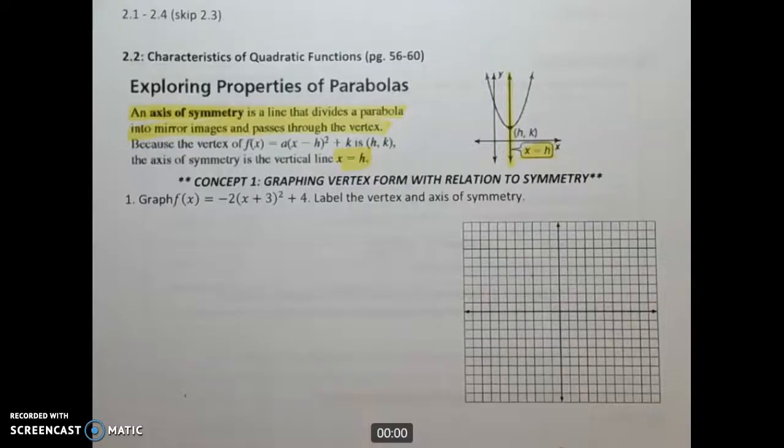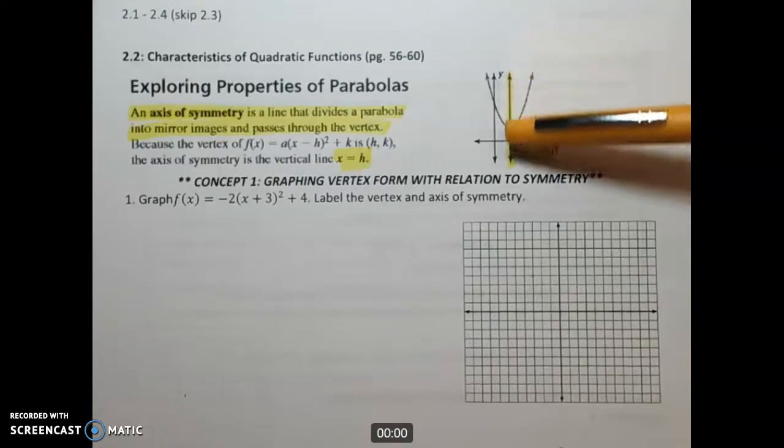2.2 Characteristics of Quadratic Functions. Page 56 through 60 in your textbook. Exploring properties of parabolas or quadratics. Alright, first thing we really need to understand is the axis of symmetry. That is a line that divides the parabola into mirror images that passes through the vertex.